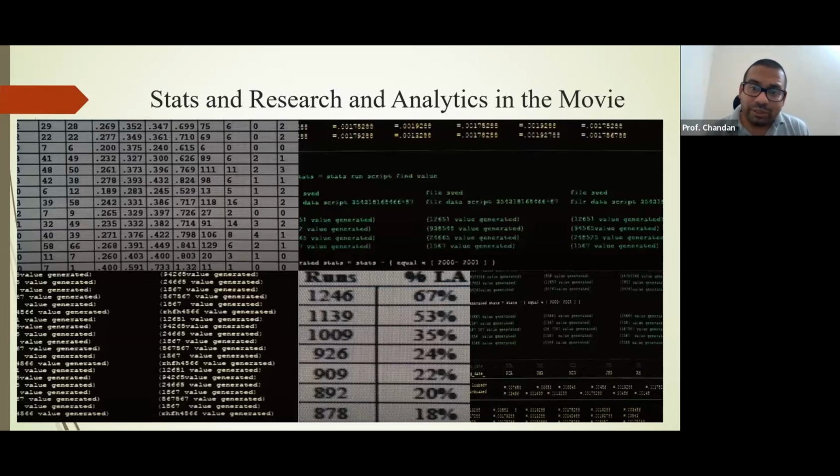So one question someone can ask is, what exactly do these images represent? These are the codes. These are the outcomes from algorithms.